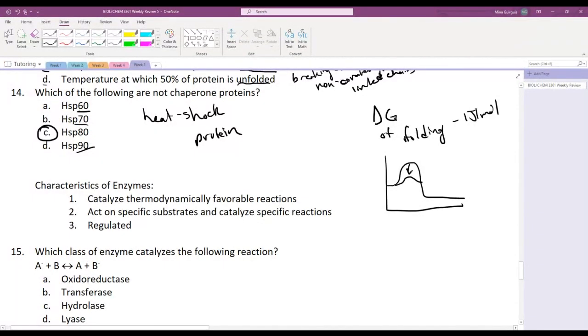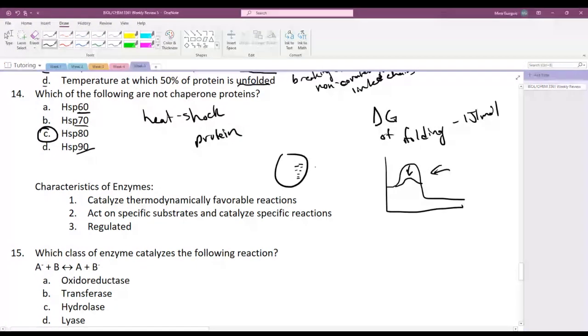They act on specific substrates and catalyze specific reactions, and they get regulated. So I want to explain this part a little bit before we get into the types of enzymes. So how do they catalyze thermodynamically favorable reactions? They stabilize the activation state. How do they do that? Charge. And that's kind of the short answer. So if I have this protein right here, and it's very, very negative, and I have an unstable transition state that goes positive.